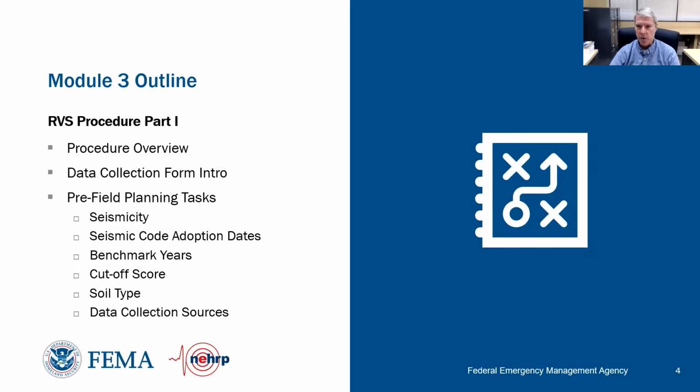We'll talk about cutoff score because we will get a numerical score for the RVS procedure for our building. And that's ideal because we can then begin to look at those scores in terms of prioritization for our risk to our buildings. We'll talk about soil type. That's also a key important aspect that Sarah talked about in the previous module in terms of building excitation. And then we'll look at some examples of where we might collect some of this pre-field planning information.